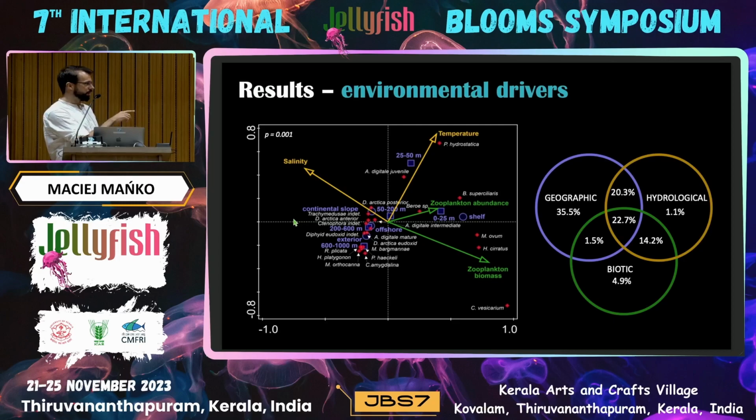And just to note that biotic factors, which were basically food abundance for different jellies, were also able to explain a significant part of the variance in our data. But this was not very important.